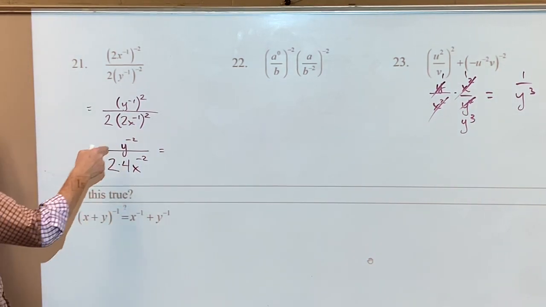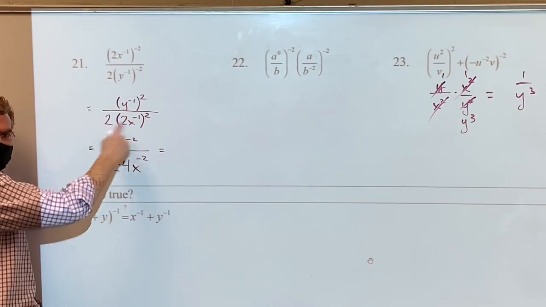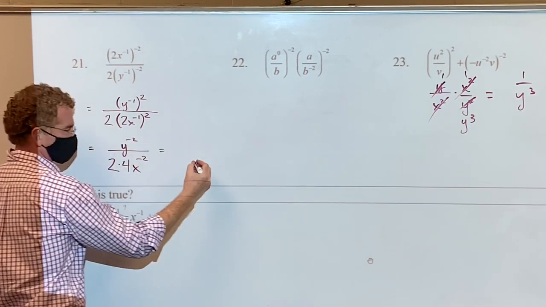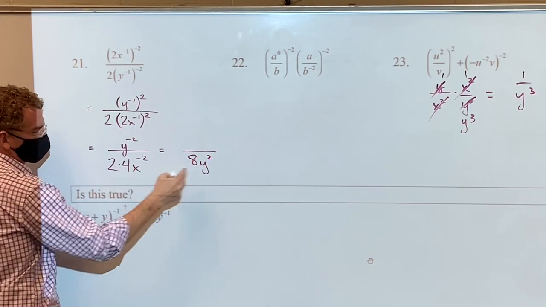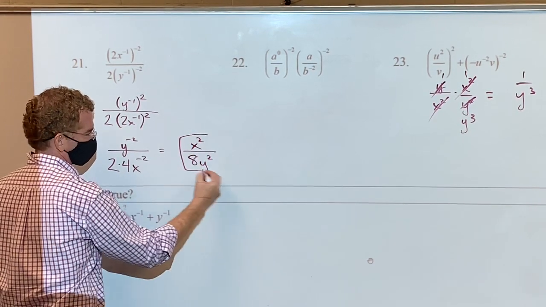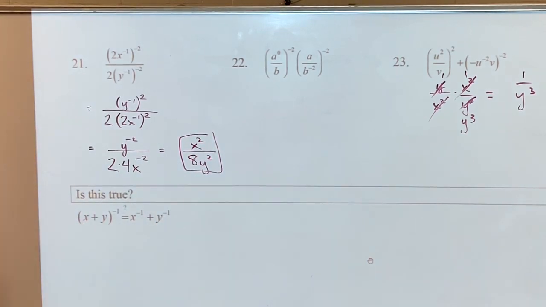So then, because it's all multiplication and division, I can move the y squared to the denominator along with that 8. The x to the negative 2 I can move to the numerator. And that is one way to do this. It's not what I would have done though. This is what I would have done.